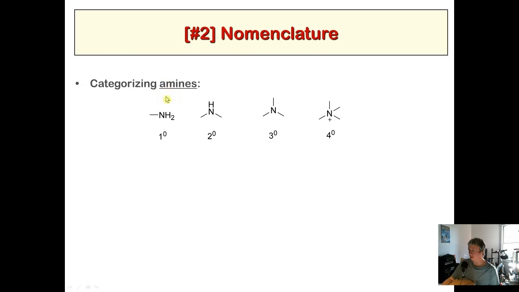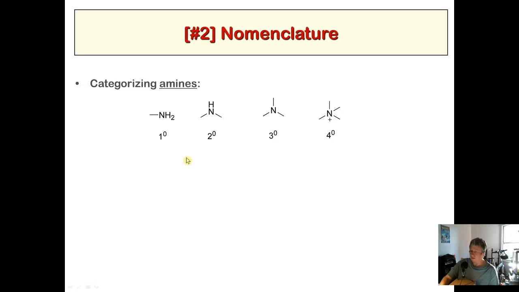Amines have a categorization system a little different than alcohols, but we have primary amines and secondary amines and tertiary amines and quaternary ammonium. This is called a quaternary ammonium, and the ammonium is the positively charged nitrogen.